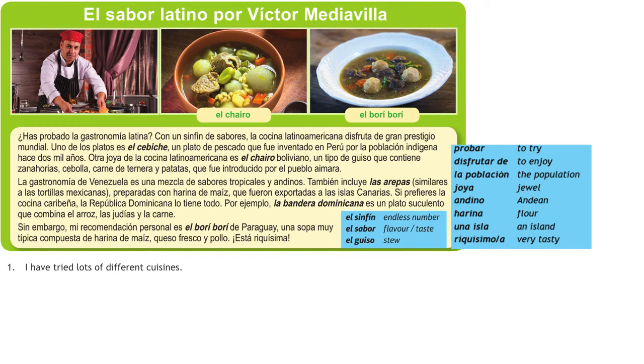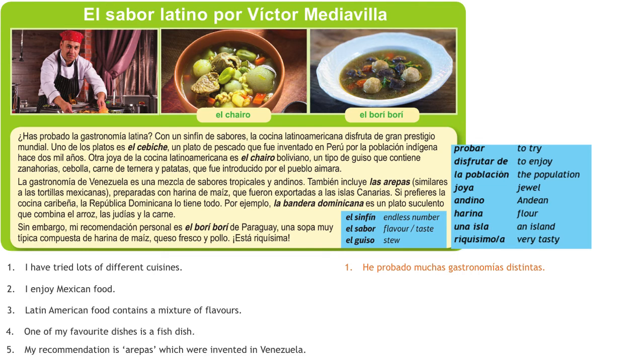Okay, let's see what you got. I have tried lots of different cuisines. He probado. That's the I have tried. He probado muchas gastronomías distintas. Make sure everything agrees there, feminine plural. Okay, here's a few more for you to try. 2, 3, 4, 5. And pause the presentation, and then when you've finished, check back for your answers.